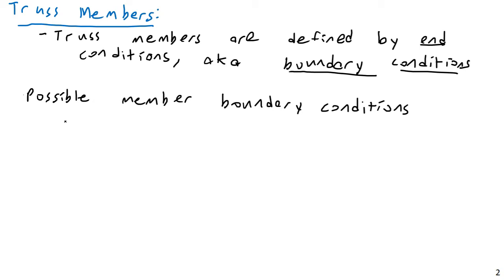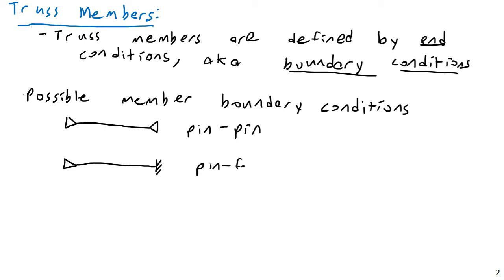Well, we could have a pin-pin. We could have a pin fixed or a fixed pin. Or we could have a fixed fixed. And we could also have a cantilevered member for something that's supported on only one end.